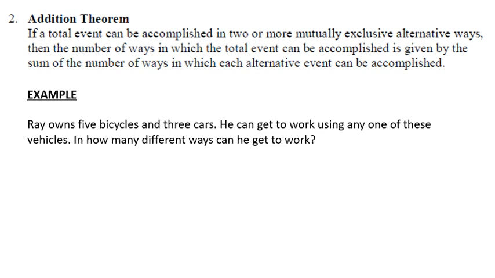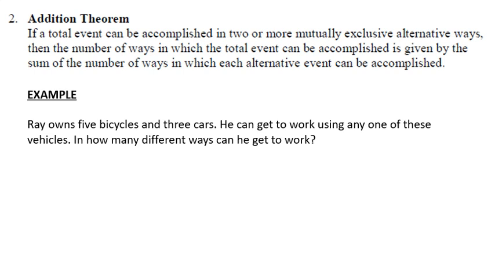Rule number 2, which is the addition theorem or the addition principle, says if a total event can be accomplished in 2 or more mutually exclusive alternative ways, then the number of ways in which the total event can be accomplished is given by the sum of the number of ways in which each alternative event can be accomplished. Very wordy, but it's actually very easy.